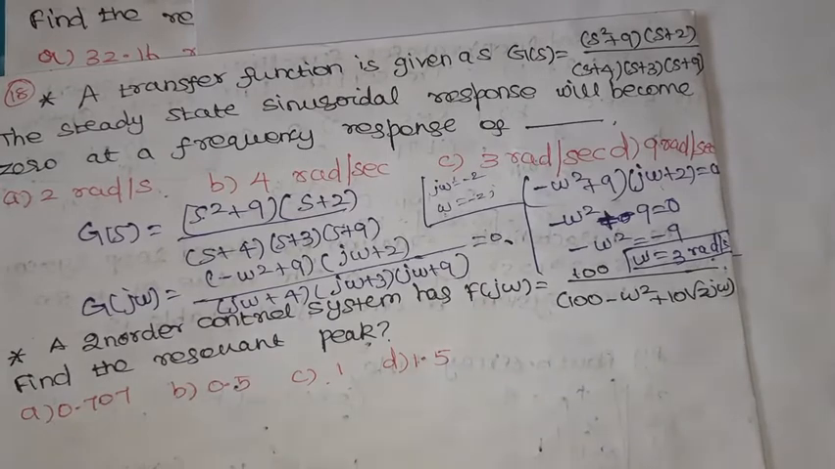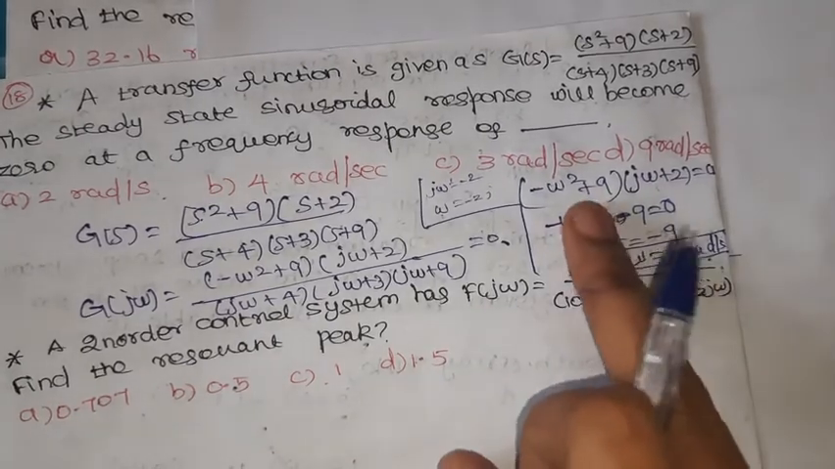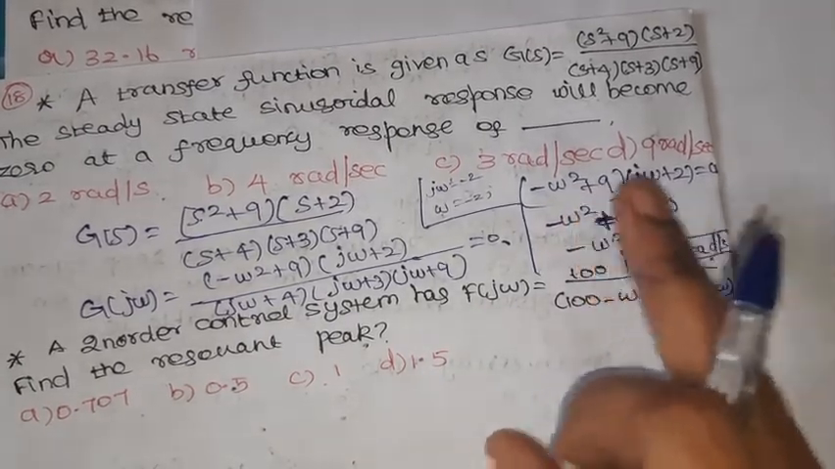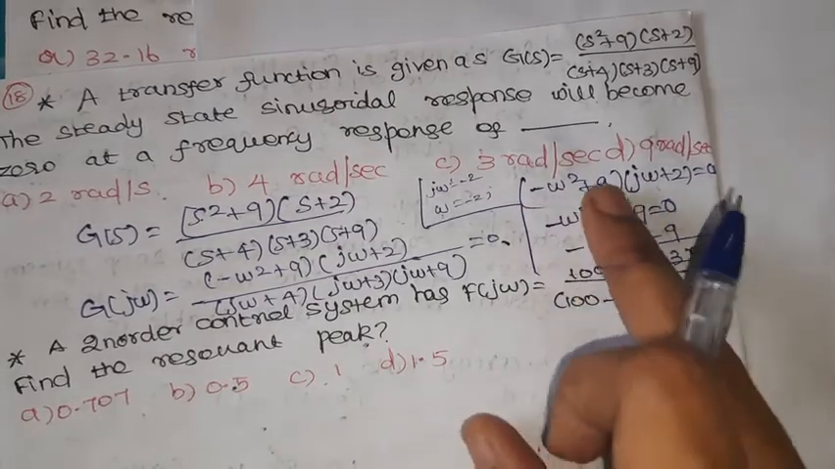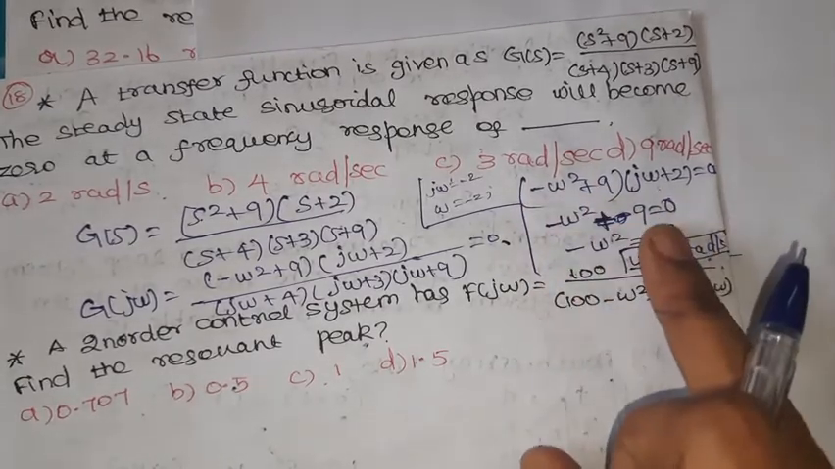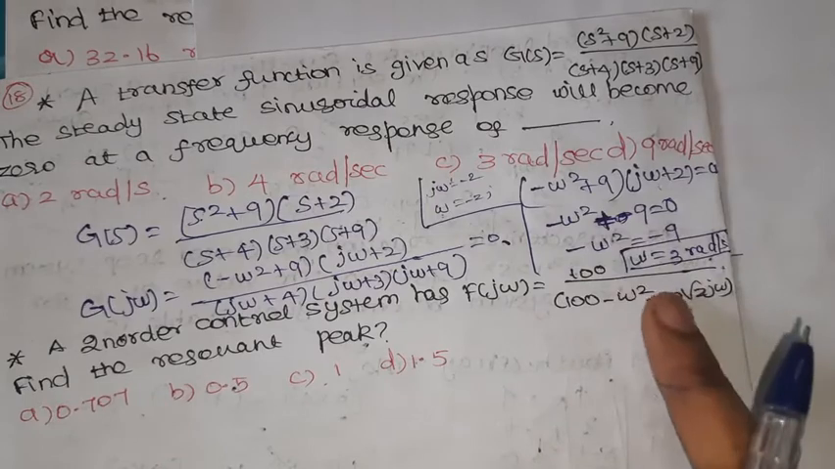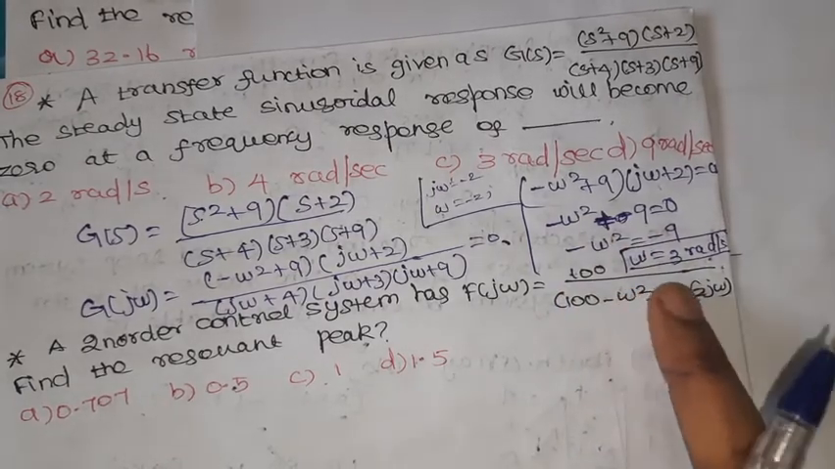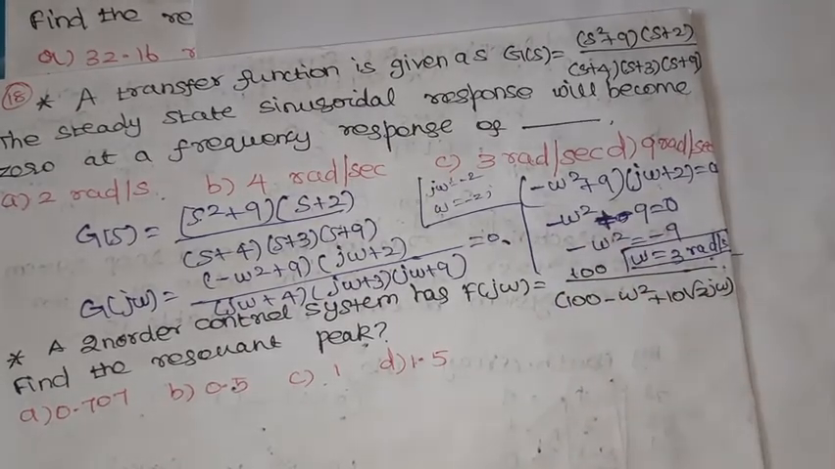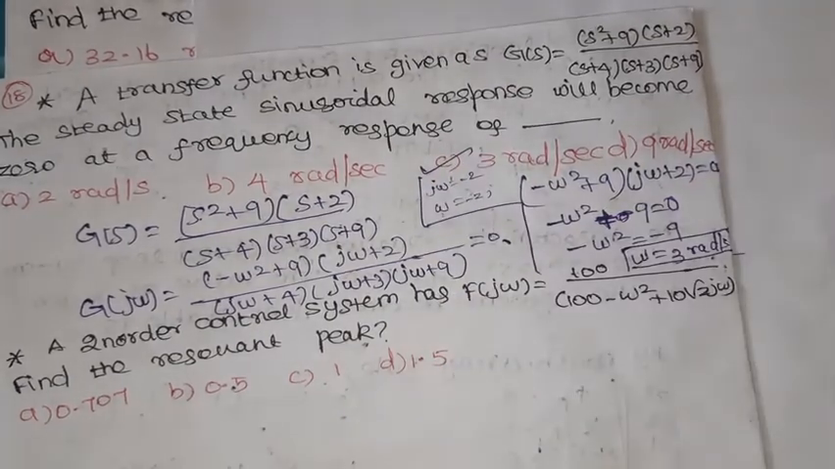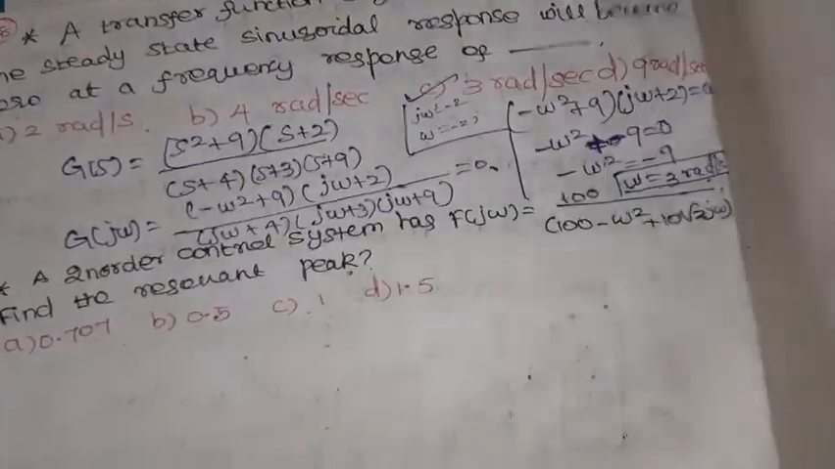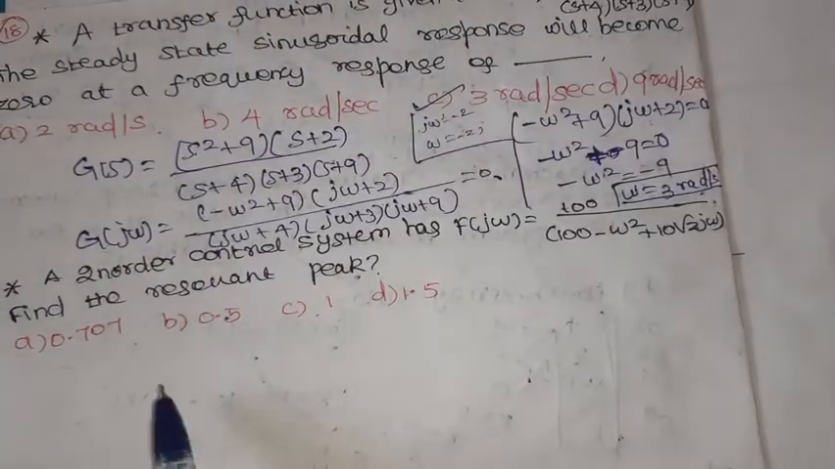Omega value should not be negative. So this term should be equal to 0: minus omega squared plus 9 equal to 0. By simplifying, omega equals 3 radians per second. Option C, 3 radians per second, is the right option. Then move on to the next problem.